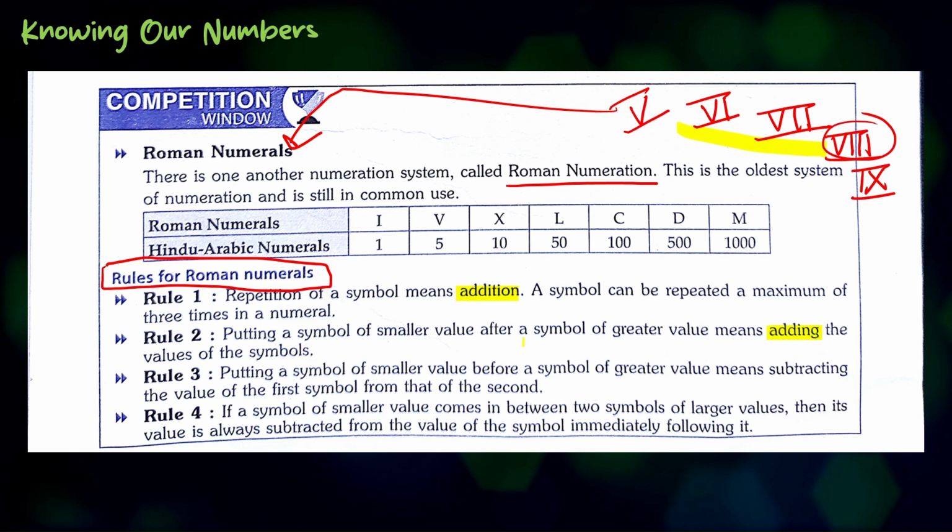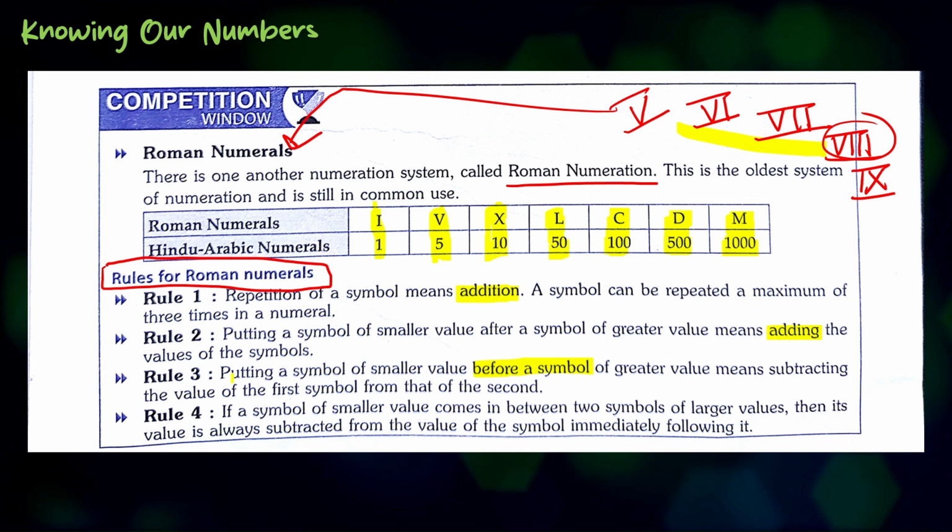This is exactly what they mean over here. Smaller value after the greater value symbol means adding. Now, putting a symbol of smaller value before a symbol. So this is 10. You can see here 1 is the numeral, and 5 we write as V, and 10 we write as X, 50 we write as L, C is 100, D is 500, M is 1000.